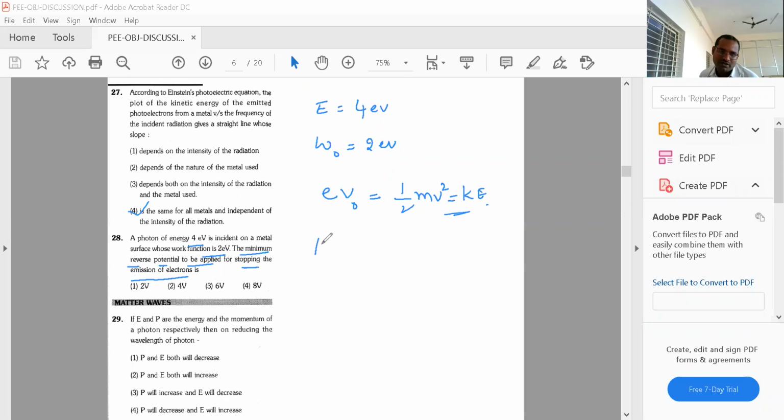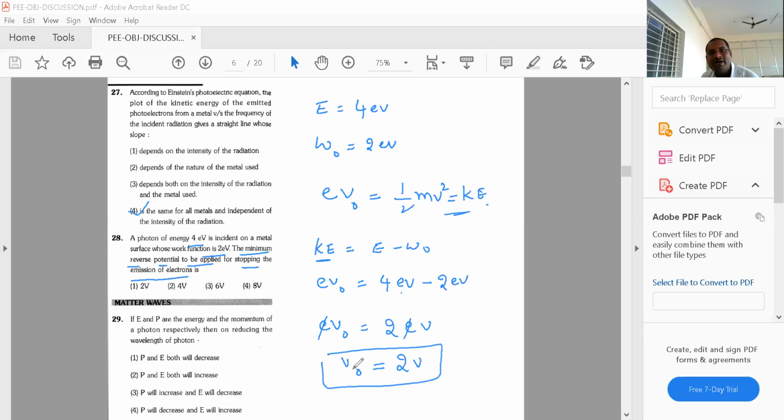According to the kinetic energy equation, kinetic energy is equal to energy minus work function. This kinetic energy is nothing but the stopping potential, so eV naught is equal to 4 electron volt minus 2 electron volt, which is 2 electron volt. Electron charge cancels, and we get stopping potential 2 volt. So the minimum voltage we require is 2 volt. Yes, here option 1.